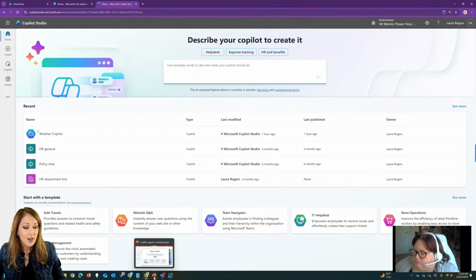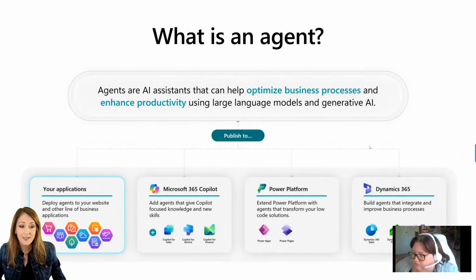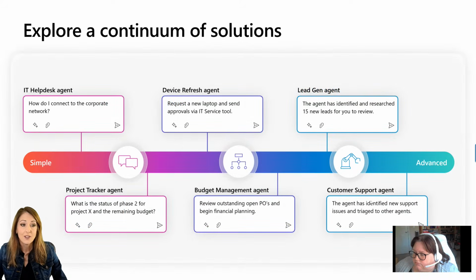Now, just what an agent is: these can connect to your website and other applications, and they can also be added to Microsoft 365 Copilot, Power Platform, and Dynamics. You can get very advanced with sales and finance and customer service. So there are a lot.